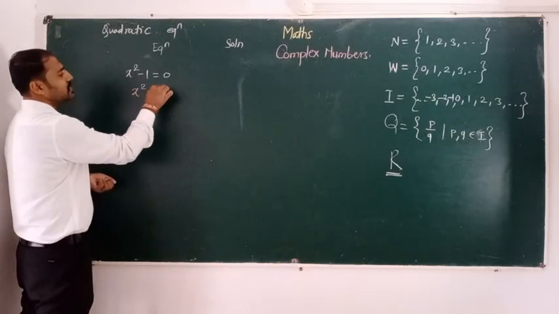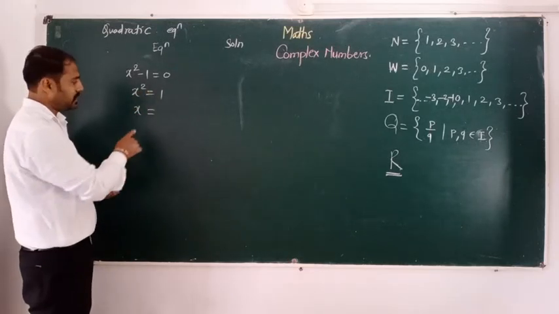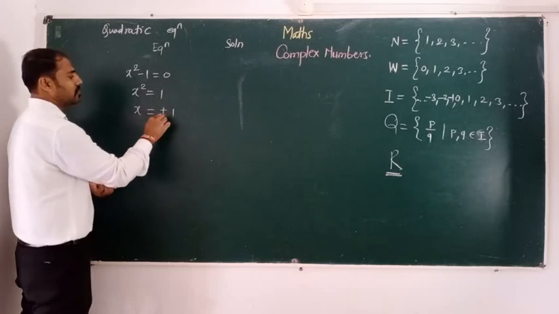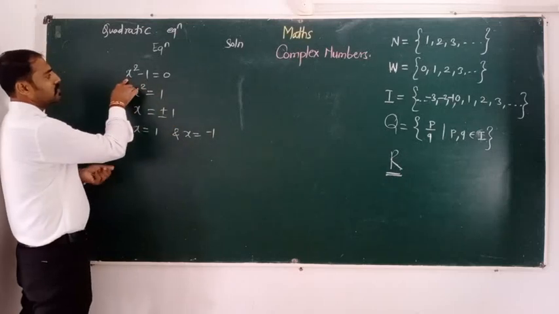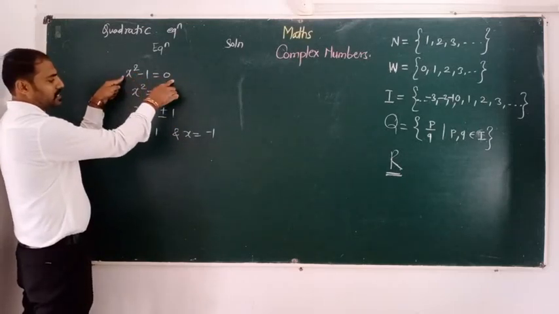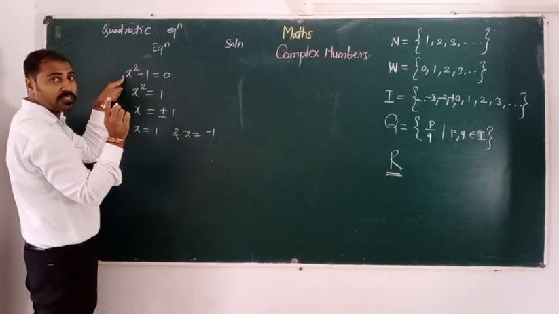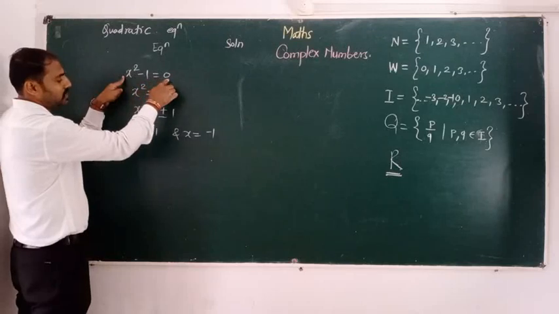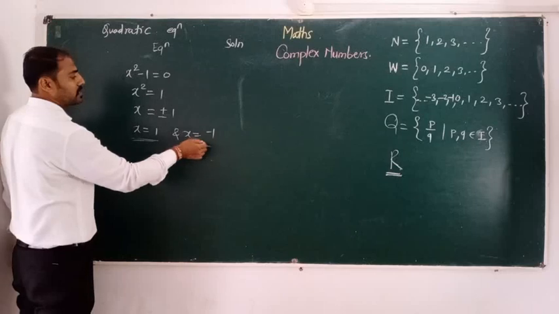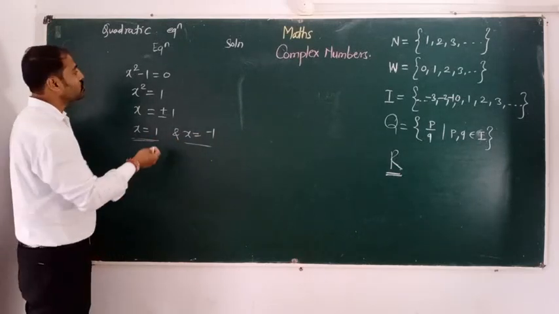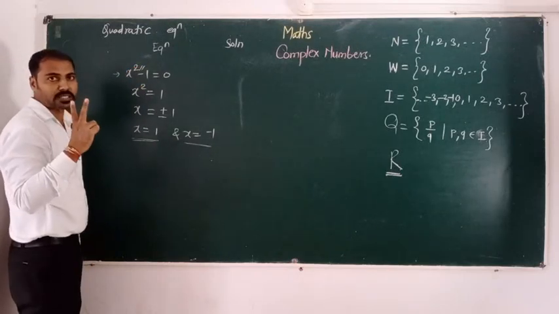It means that x square is equal to plus 1, and when we take square root on both the sides, x is equal to plus minus 1. Therefore x is equal to 1 and x is equal to minus 1. Put x is equal to 1, 1 square is 1 minus 1, we get 0. Put x is equal to minus 1, minus 1 square is 1, 1 minus 1, which is equal to 0. So we get x is equal to 1 and x is equal to minus 1. These two values are called as solution of this quadratic equation. Remember here degree of quadratic equation is always 2.